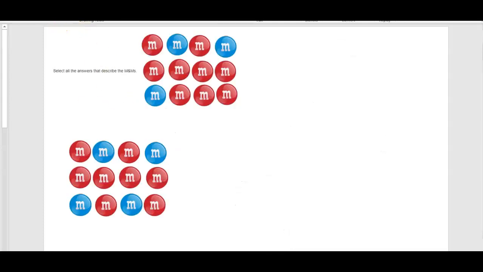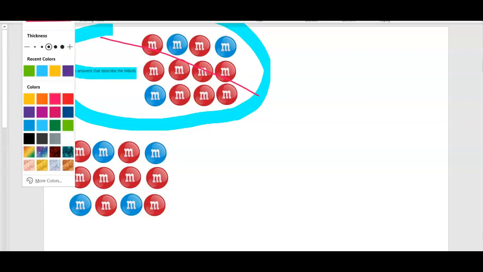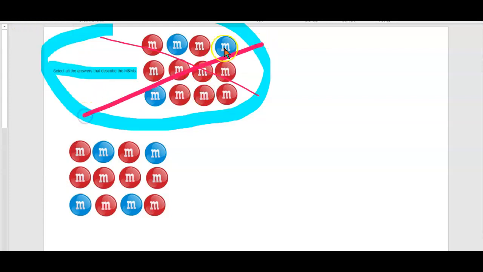Here's the question that appears in your chess quiz. Select all the answers that describe M&Ms. You have several ratios in fraction form to choose from. I'm not doing that for you. If you came here for me to give you answers, well, I'm not going to do that.